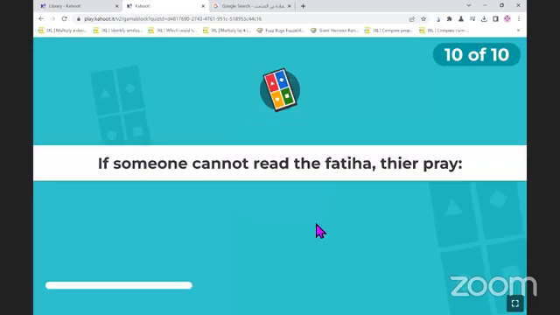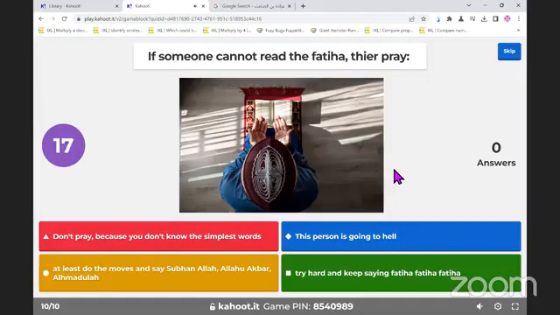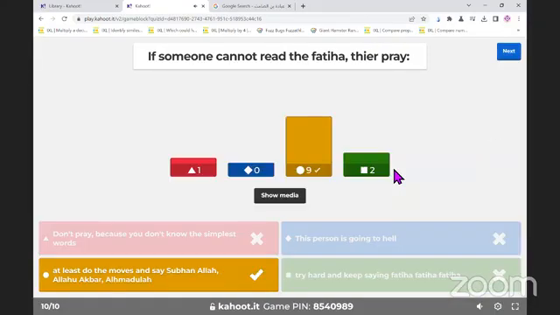Okay. If someone cannot read their Fatiha, oh man, look at the misspelling here. It's supposed to be they pray. If someone cannot read the Fatiha, they don't pray because they don't do the simplest words. At least do the moves and say Subhanallah, Allahu Akbar, Alhamdulillah. So if they can't read the Fatiha, what should they pray? The person's going to hell. I knew that. Let's do it again. So if the person can't read the Fatiha, they just don't pray because anyways, you don't do the simplest words. At least.